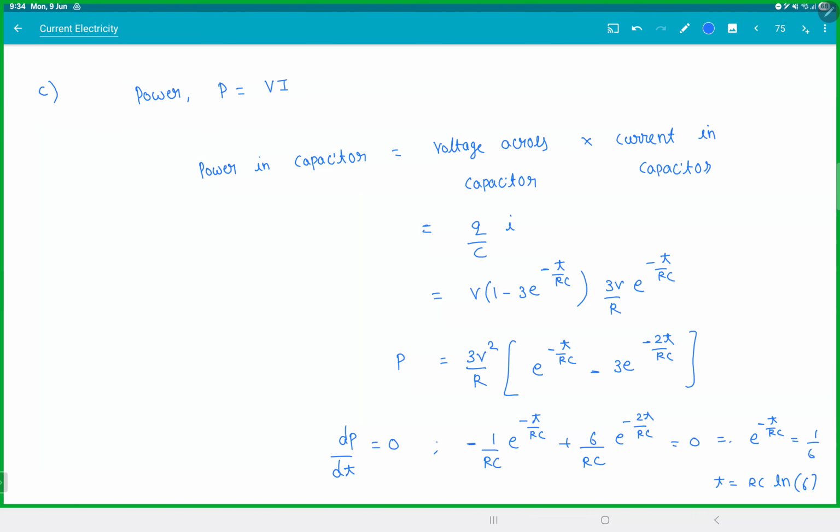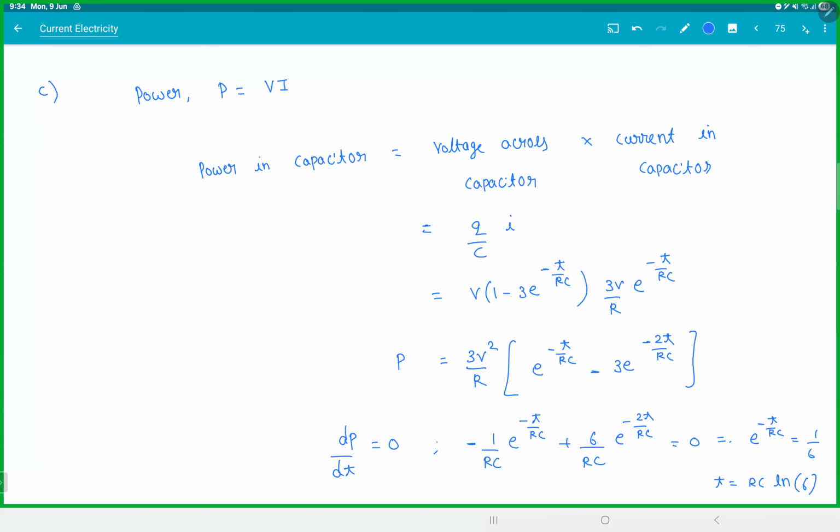I'm getting again RC ln 6. Yeah. So when the charge is C by 2, that is when it is maximum. Interesting. But got the process how to do? Forget about the numbers. You can check your calculations later on.